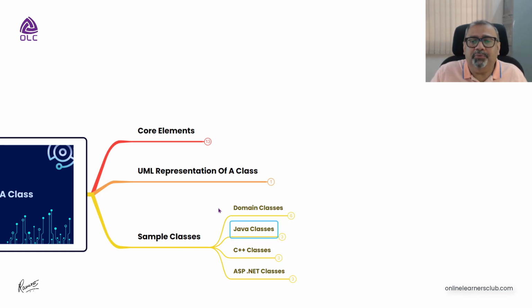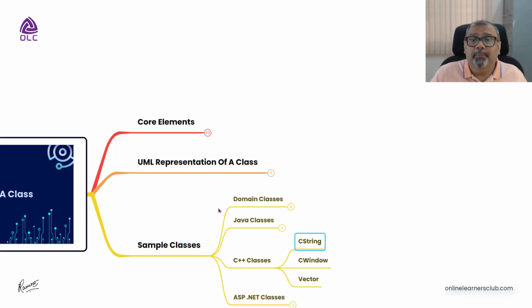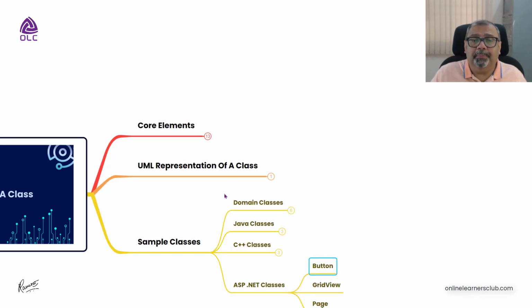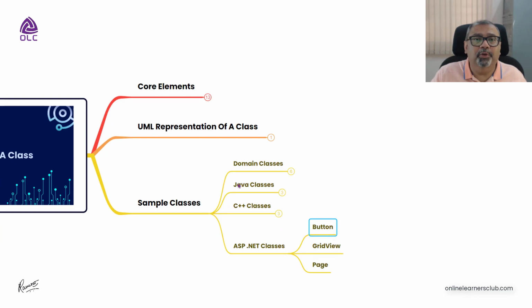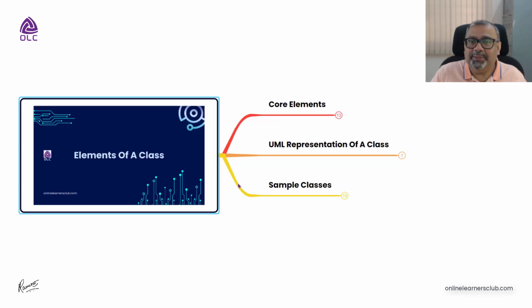Then we do have core Java classes like String and System. We have other class types which we have not yet gone through, but we will see something like HashMap, for example. Similarly, there are classes provided by C++. C++ has something called MFC, Microsoft Foundation Classes. Microsoft C++ has CString, CWindow, vector. These are some of the C++ classes. You have ASP.NET classes for visual representation, where we have button, grid view, page, etc. These are some examples of different types of classes which are present in practice.